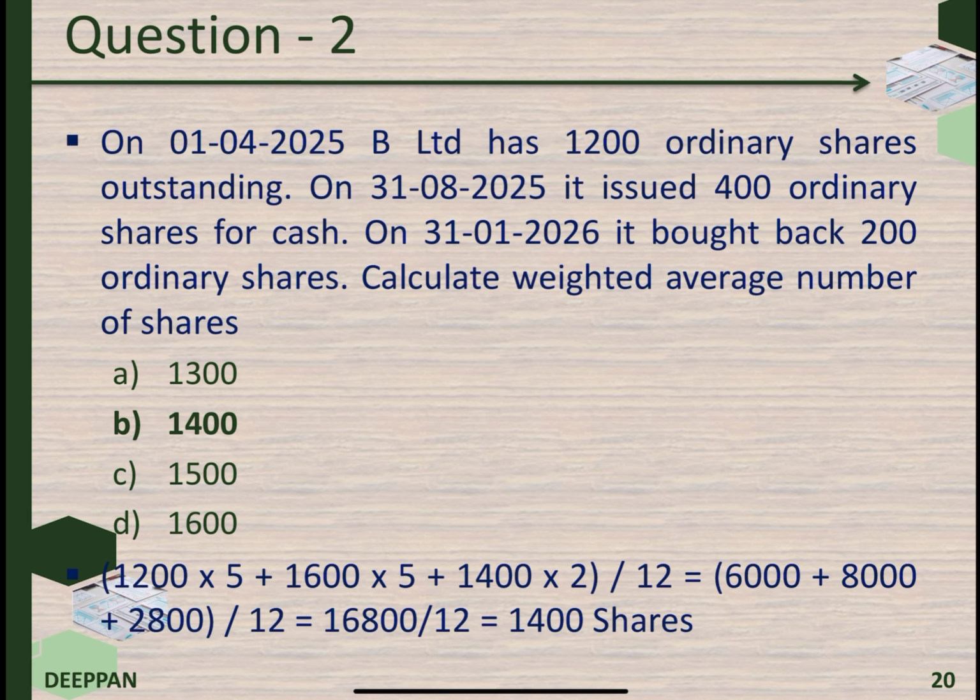The answer is 1,400. That is 1,200 shares for the first 5 months. That is April, May, June, July, August. And next 5 months, it is 1,600. That is 1,200 plus 400. And for the remaining 2 months, it's only 1,400. That is 1,600 minus 200. So the weighted average number of shares is 1,400 shares.